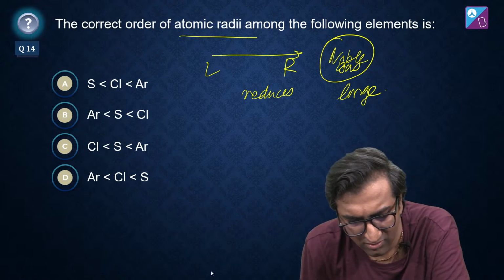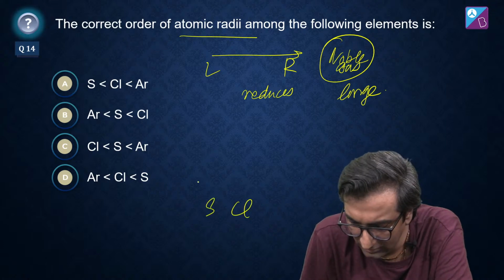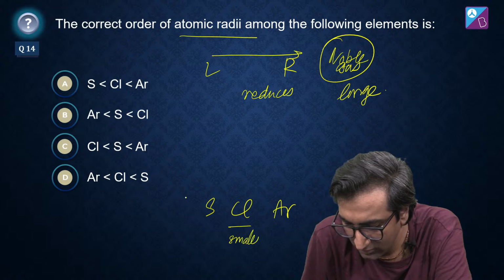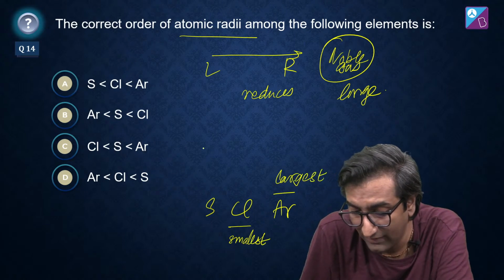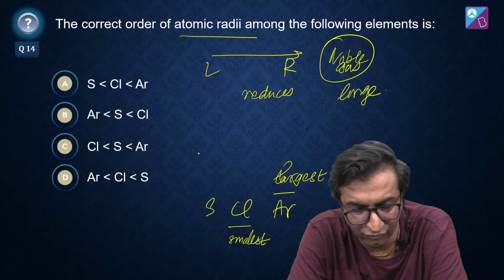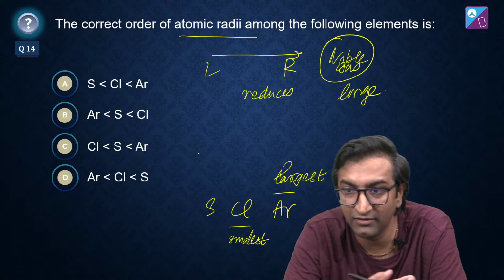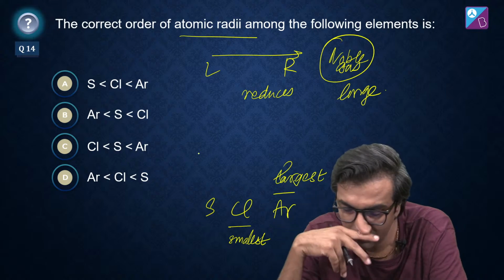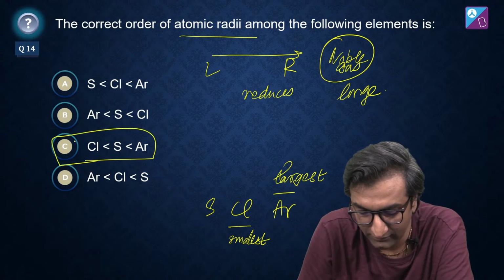Well, this is confusing a little bit. Hold on. Sulfur, chlorine, argon. Matlab, this is the smallest and this is the largest. I think, according to me, so far, this is the idea. Yeah, Amu, you're right. Left to right decrease तो करता है, but the noble gas has the highest radius in the whole period, right? You're right, Amu. But I feel it should be this. The only option that matches with this is this right here. It's C.